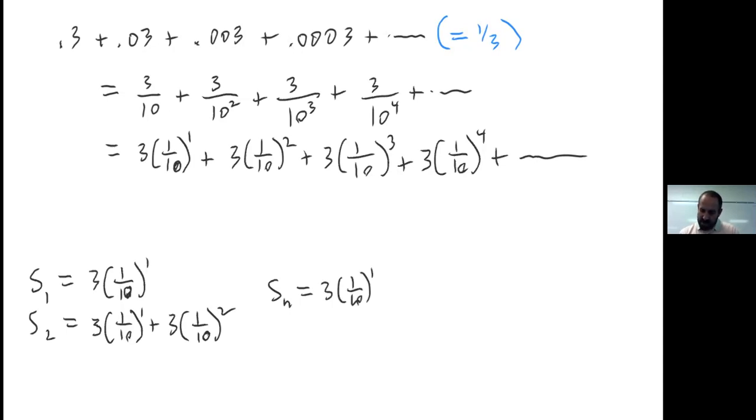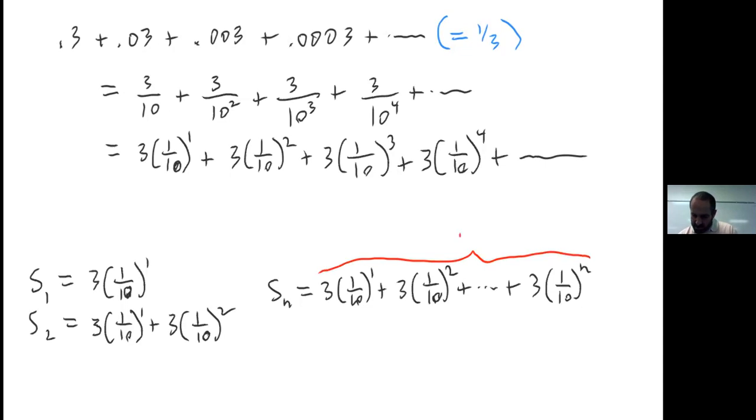Three times a 10th to the first power, 3 times a 10th to the second power, plus dot, dot, dot, plus 3 times a 10th to the nth power. That's slightly different from what we had last time, but it's still n terms overall. And we know that this sum is equal to the limit as n goes to infinity of the nth partial sum, if we can sort out what this thing is. Well, how are we going to do that?